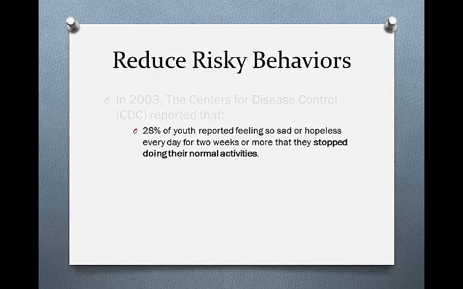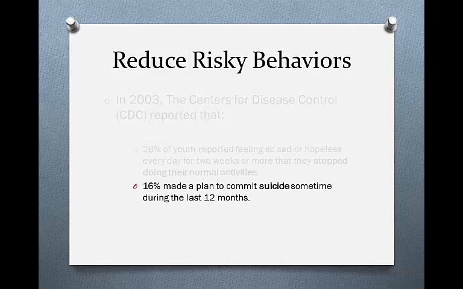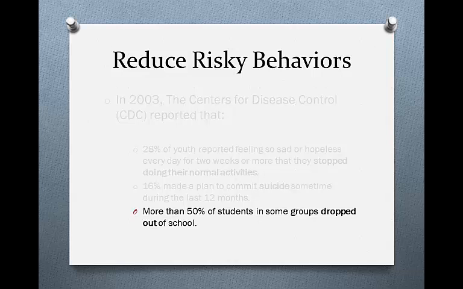In 2003, the Centers for Disease Control reported that 28% of youth reported feeling so sad or hopeless every day for 2 weeks or more that they stopped engaging in normal activities. 16% planned to commit suicide sometime during the last 12 months. And more than 50% in some student groups drop out of school. Social-emotional learning is one way schools can systematically intervene and stop the cycle of these risky behaviors.